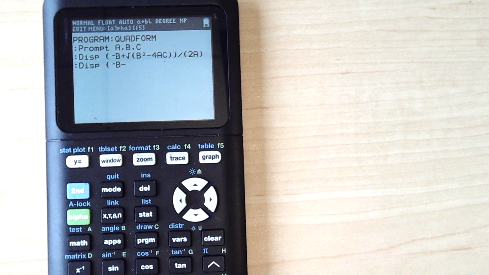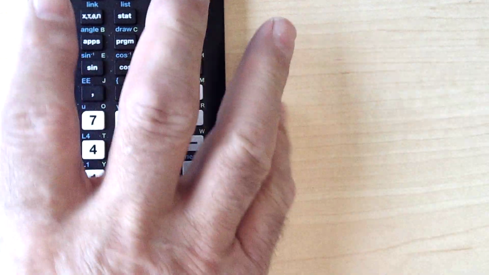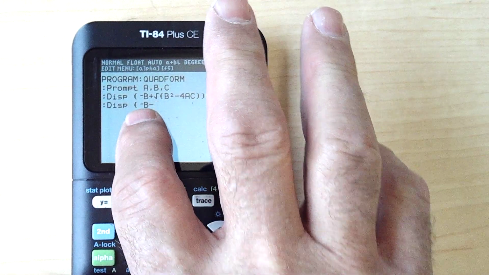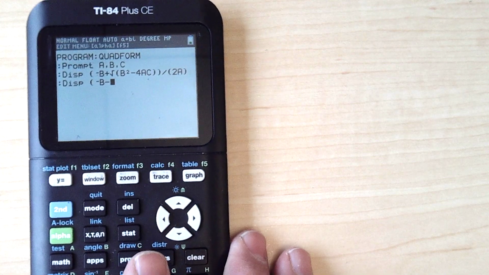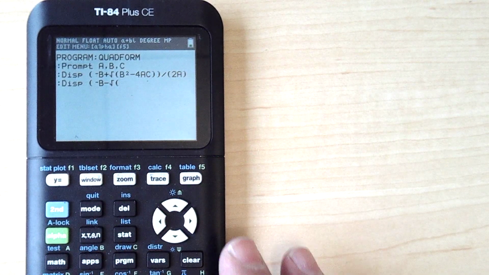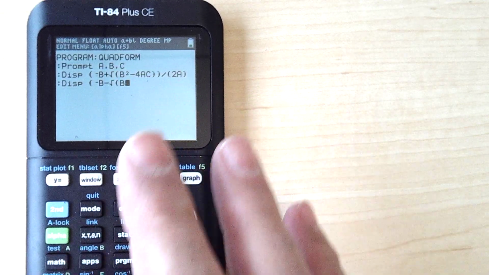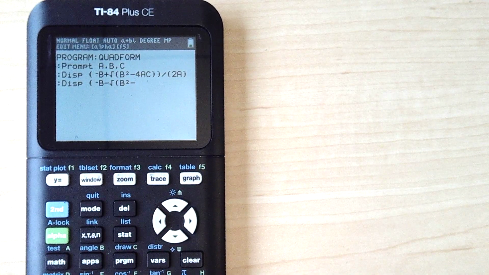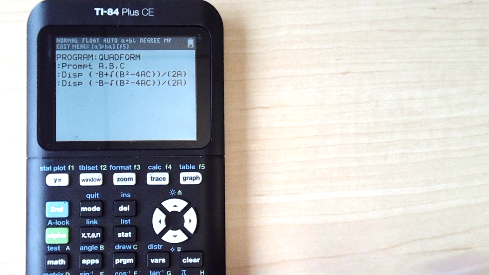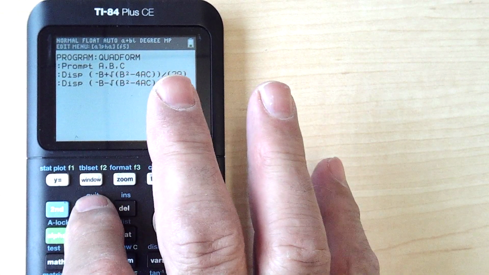minus, now don't get mixed up here. There's the opposite button and the subtract button. This is the subtract button. In front of the B is the opposite button. Subtract the square root of B squared minus 4 alpha A alpha C. Close the square root, close the numerator, divided by, open parenthesis, 2 alpha A, close parenthesis. I'm done, so I'm going to quit.